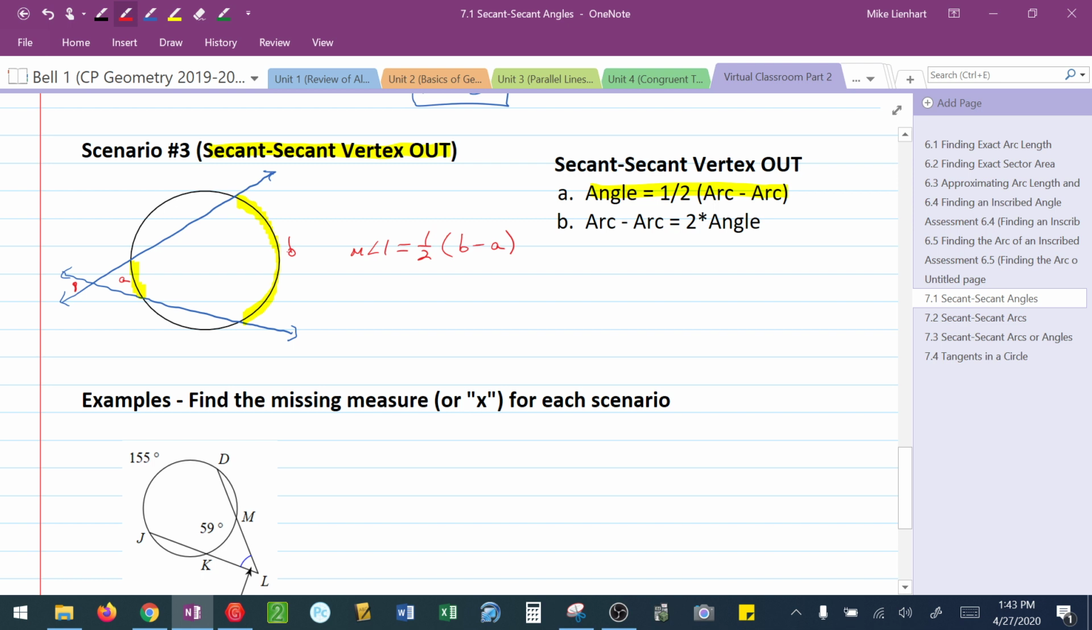Now, sometimes that's going to work nicely with that half, but sometimes we don't want to deal with the half, so what I'm going to do is take 2 times the angle, and that's going to be equal to the arc minus the arc. There's our second scenario for how to do the secant secant vertex out. All right, secant secant vertex out. The angle is equal to half the difference of the arcs, or 2 times the angle is equal to the arc minus the arc. One of those two has to be applied for the secant secant vertex out.